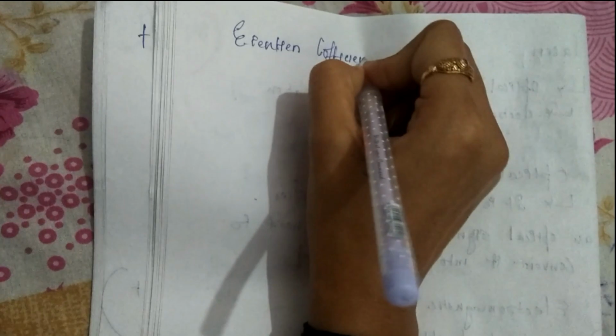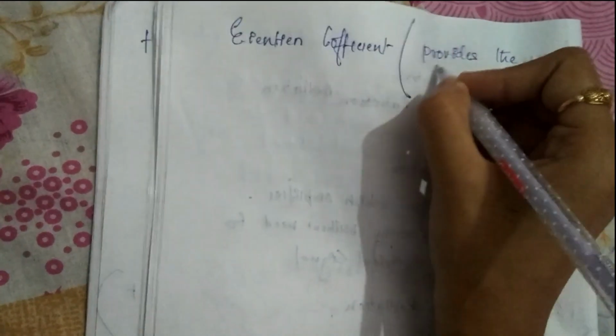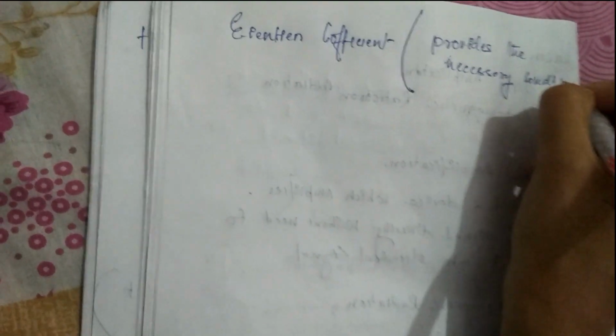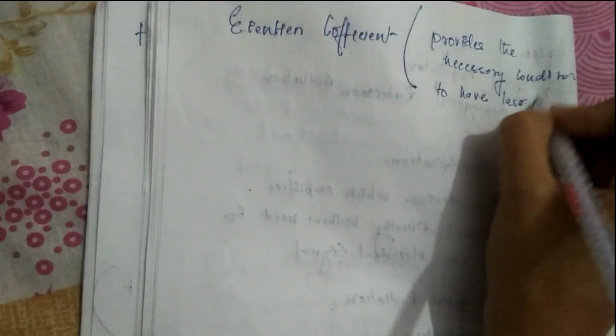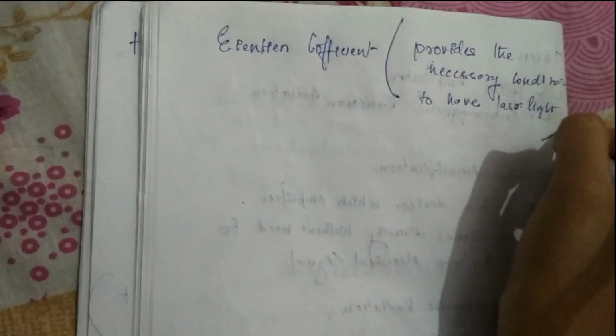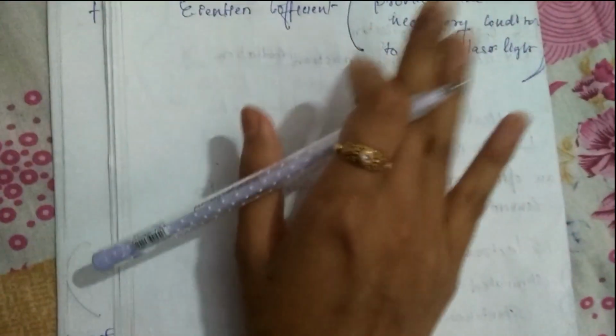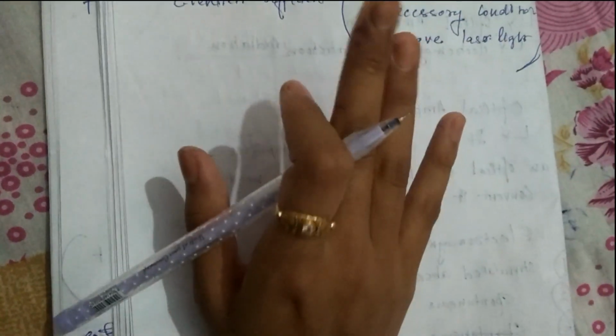Einstein coefficient provides the necessary condition to have laser light. And we know that with the help of stimulated emission, one can have a laser light. That is, we can emit the light in a particular direction with the help of stimulated emission. So before understanding the Einstein coefficient, we need to recall all the radiation.